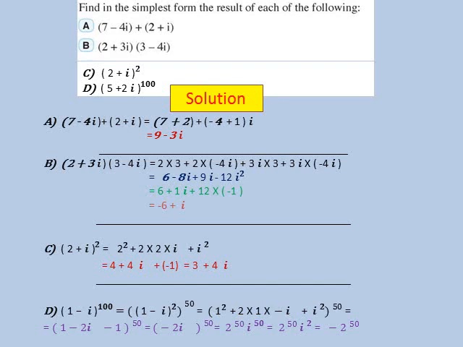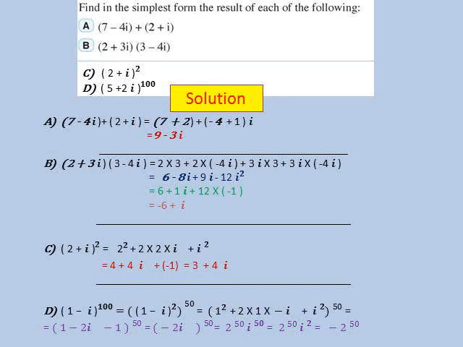I will distribute the power. So it gives us 2 power 50 and i power 50. What about the negative sign? In second period and first period also, we learned that if the number is negative and the power is even, the result will be positive. So the negative sign is neglected.